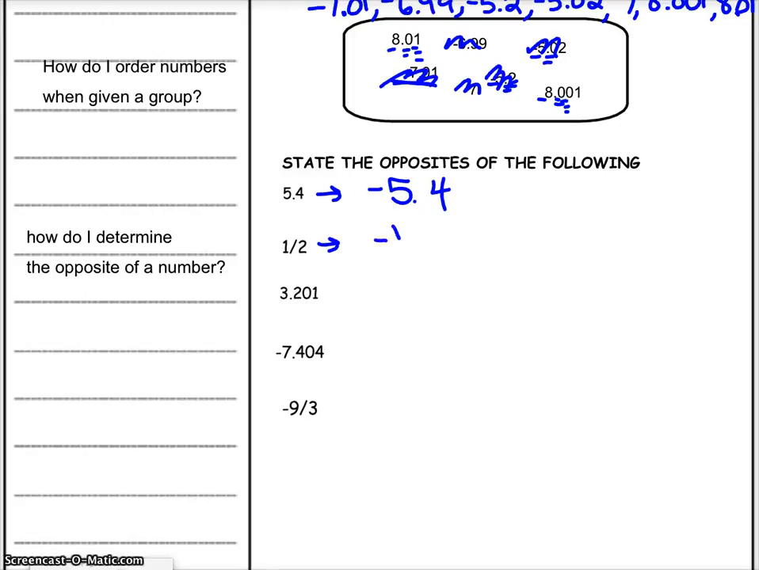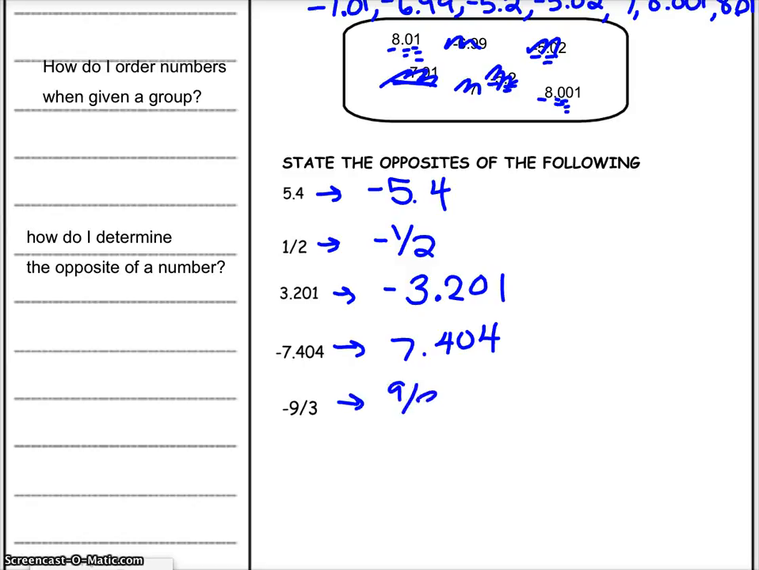Negative 1/2. Don't turn it to a decimal unless it tells you to. The opposite of positive 3.21? Negative 3.21. Negative, oops, I forgot the 0. Negative 3.201. Sure. The opposite sign of negative 7.404? Positive 7.404. The opposite of negative 9/3? Positive 9/3. All right, there we go. That is applying opposites. So we've ordered, we've defined vocab words, we have done the opposites.